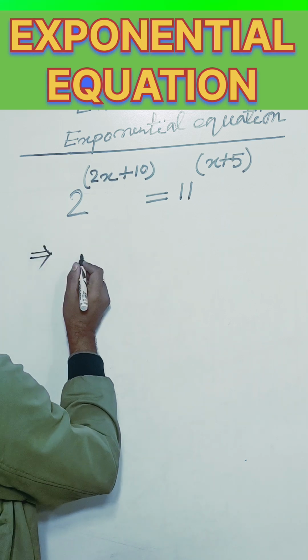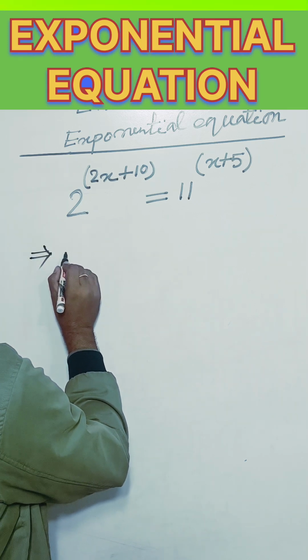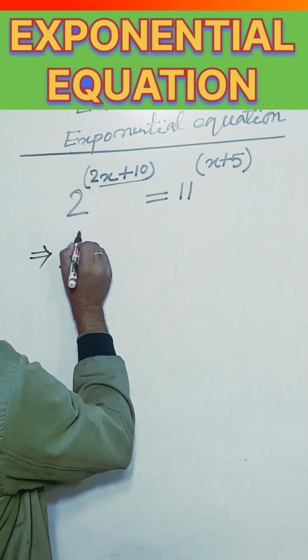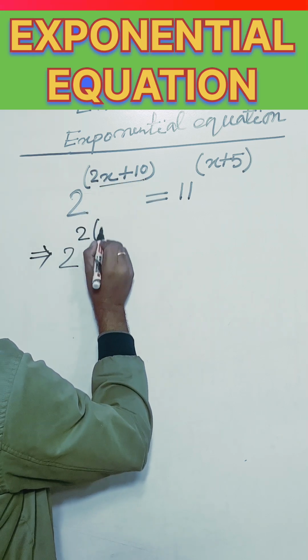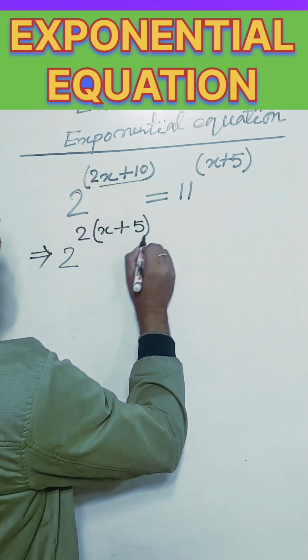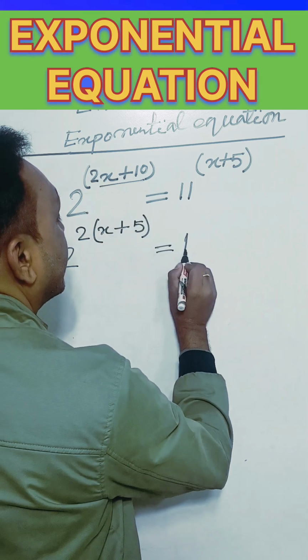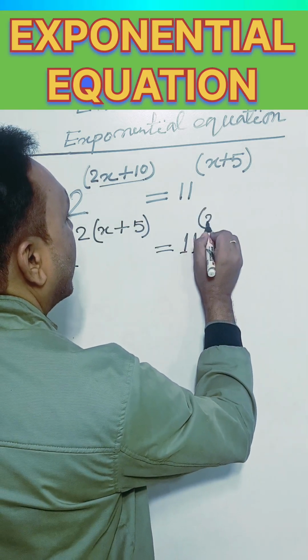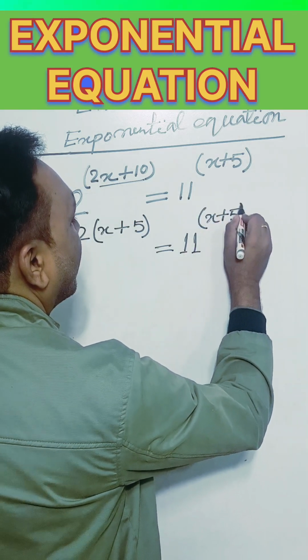So what we need to do is take a common factor from these two expressions. I will take 2 common. So if I take 2 common, I will get x plus 5, right? Here I'll write the same thing, 2 raised to the power x plus 5.